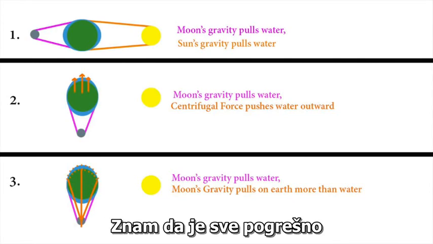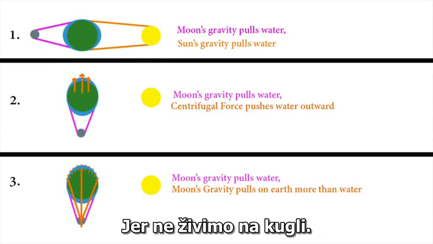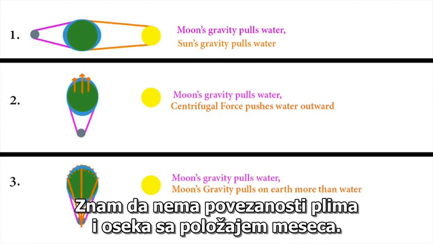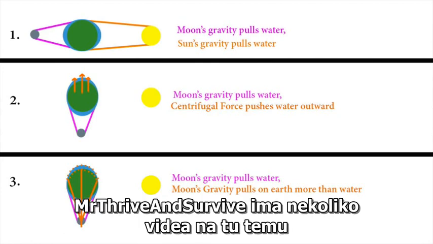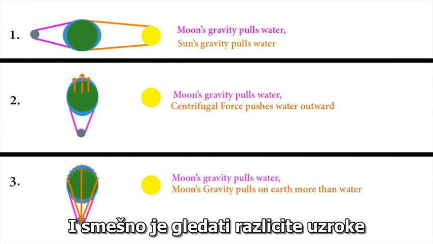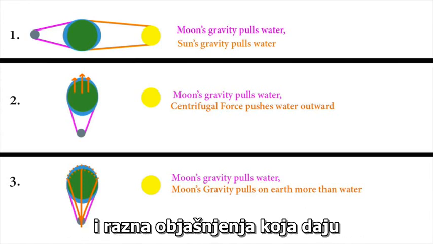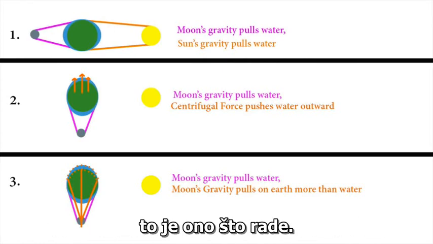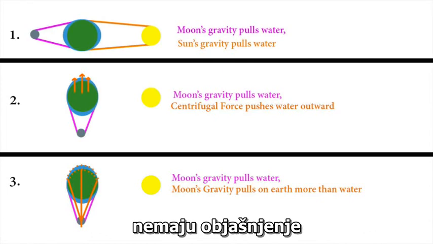In fact, I know they're all wrong, because we don't live on a globe. I know that there's no correlation with the moon cycle and the tides. Mr. Thrive and Survive has several good videos on that. The moon and the tides have nothing to do with each other, and it's just laughable looking at all the different explanations they come up with to justify their impossible claims. That's what they're doing, because they have no explanation.